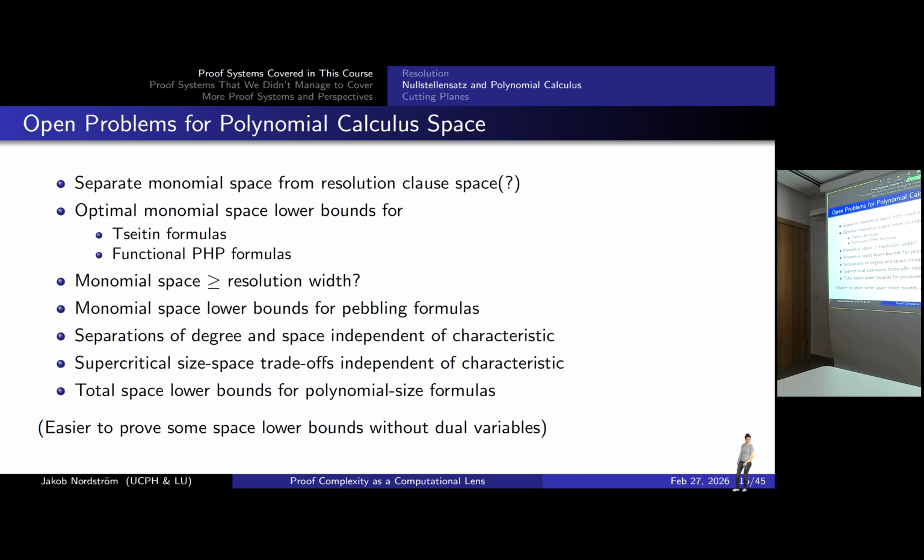It would be, and as you mentioned in class when we had this lecture, of course, the easiest way of fixing this would be to simply say, well, why don't we prove that monomial space is greater or equal to resolution width? And yes, that would be great. Another favorite problem that would not follow from this is monomial space lower bounds for pebbling formulas would be really nice. There's really no reason, I think, to believe other than that the black-white pebbling price of a graph should be a lower bound for monomial space also. But I have no idea how to prove this, or at least I tried and failed.